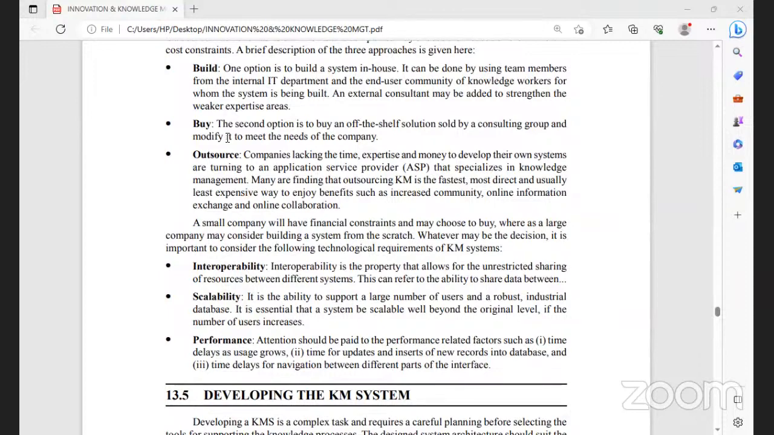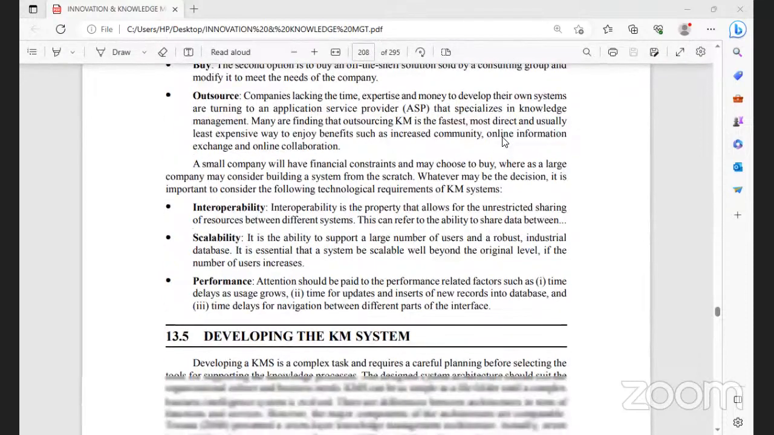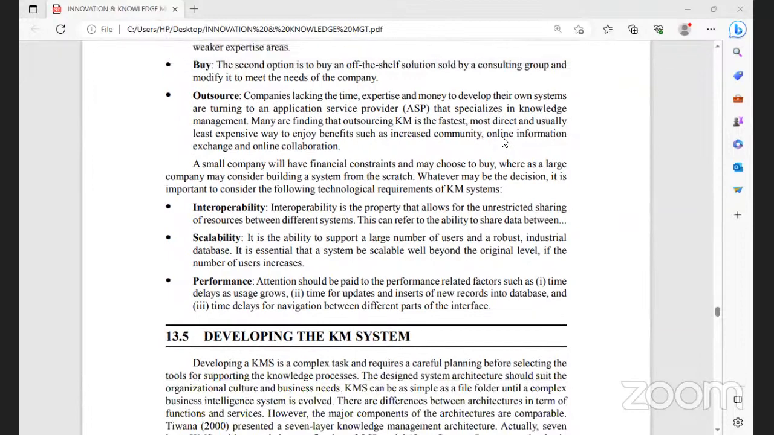A small company will have financial constraints and may choose to buy, whereas a large company may consider building a system from scratch. Whatever may be the decision, it is important to consider the following technological requirements of knowledge management systems. Interoperability. Interoperability is the property that allows for the restricted sharing of resources between different systems. This can refer to the ability to share data between the particular entity.